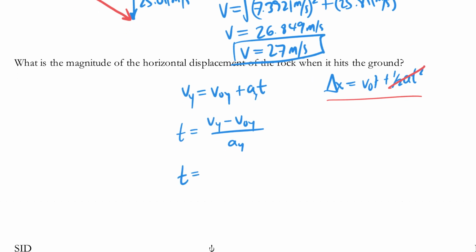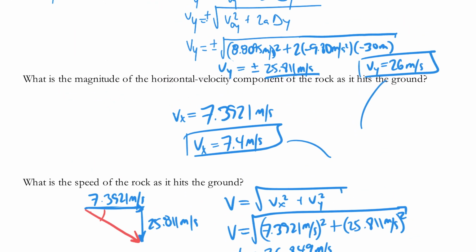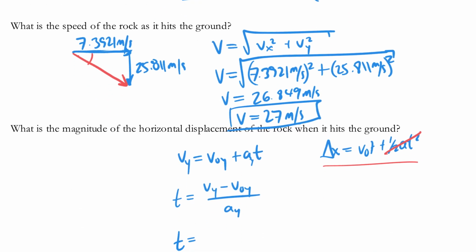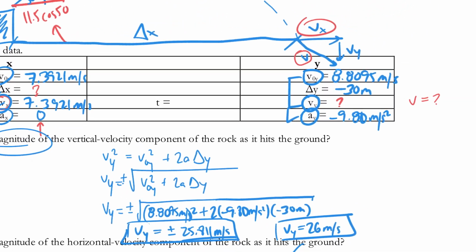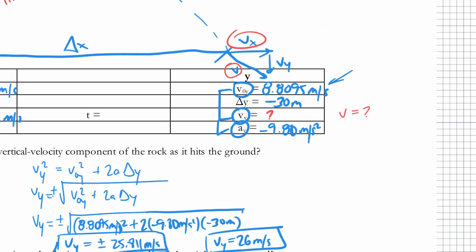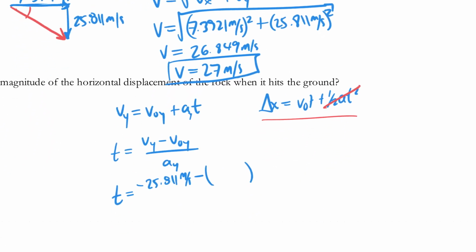So t equals, let's see, vy. Vy is right here, and remember it has a negative sign, so negative 25.811 meters per second. Now I'm going to subtract that initial Vy, right here, 8.8095 meters per second. Divide that by ay, which is negative 9.81 meters per second squared. So you see all those negatives are going to cancel out all nice for us.